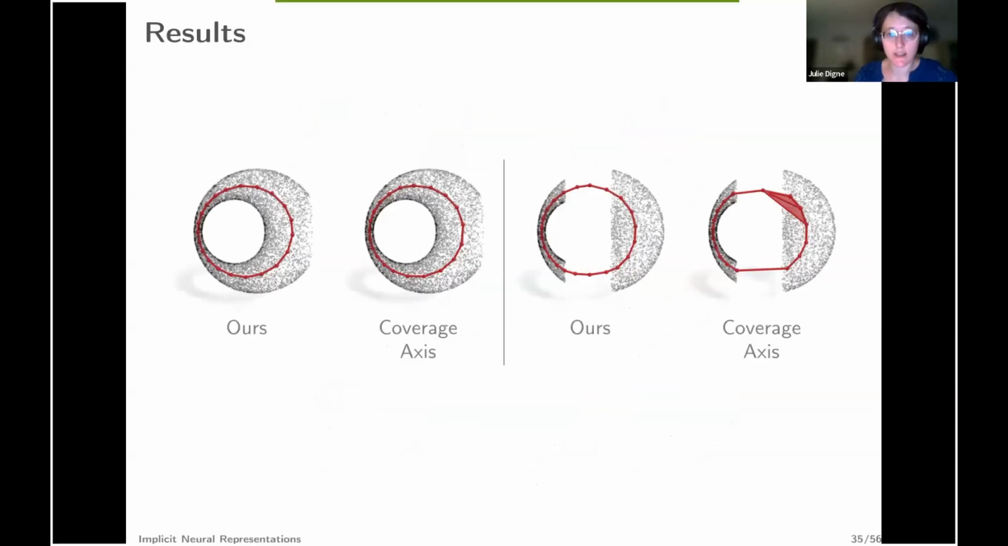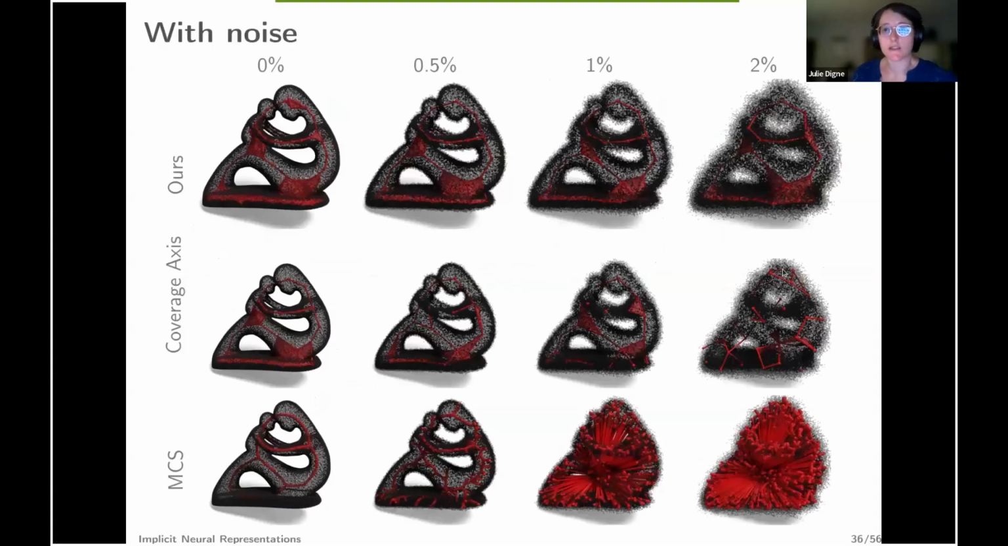And when there is missing data, you see that it tends to impose some regularity on the curvature of the skeleton, which is completely, of course, lost by coverage axis because it's not designed for that. And the most important thing in our project was to check whether it was robust or not. And we found that even with a huge amount of noise, we were stable, whereas other methods were not able to retrieve something which looked like the skeleton of the shape.